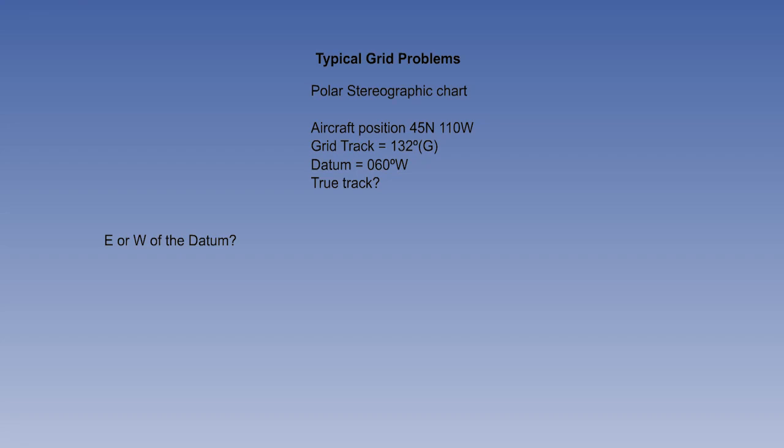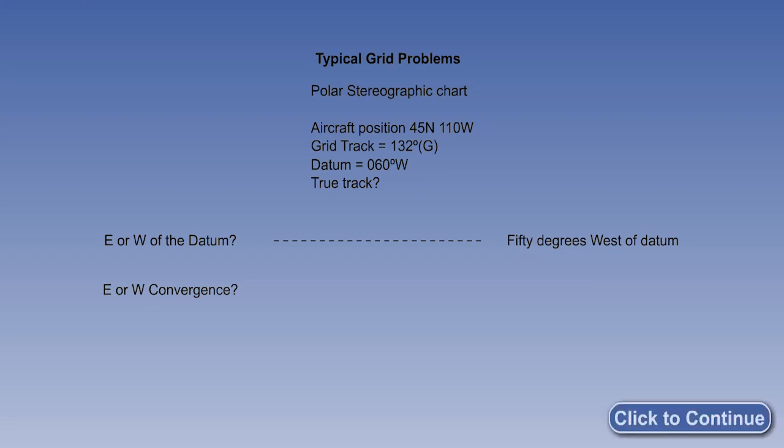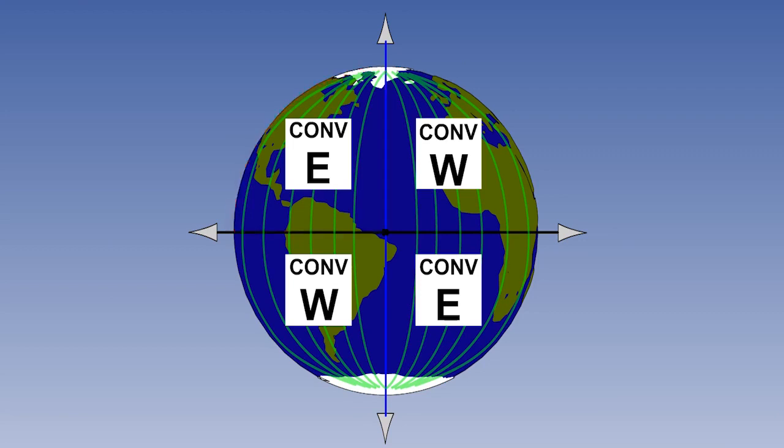Is the aircraft east or west of the datum meridian? The aircraft is at 110 west. The datum is 60 west. The aircraft is therefore 50 degrees west of the datum. Is that east or west convergence? We're in the northern hemisphere. It must be easterly convergence.